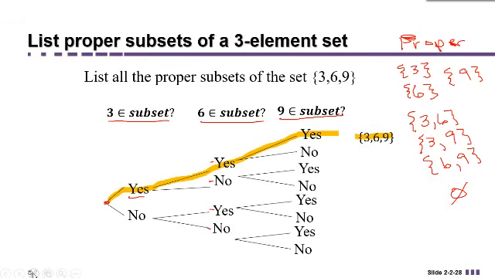That would be the branch, let me get a different highlighter color here. That would be the branch ending here. Following it back, it would go no, yes, yes. Which subset, what elements are in that subset in yellow? You see the branch in yellow that goes through yes, yes, and no? Which elements are in that subset represented by that branch?